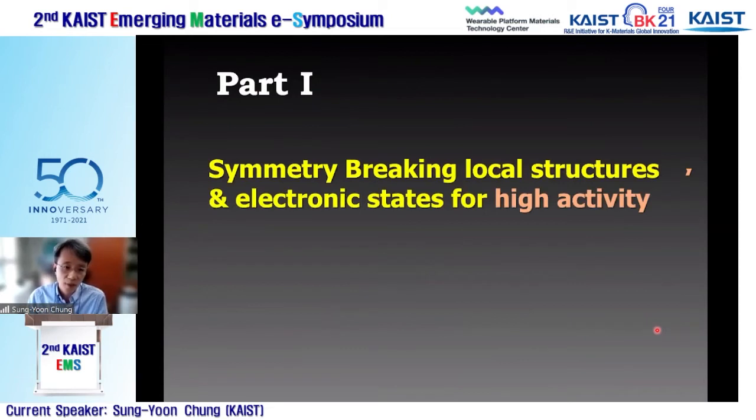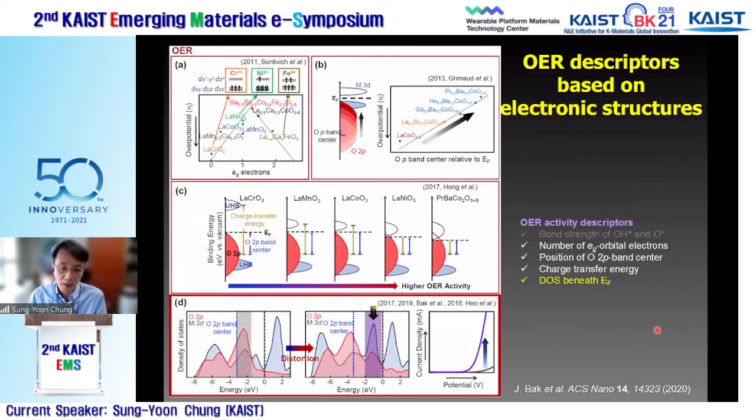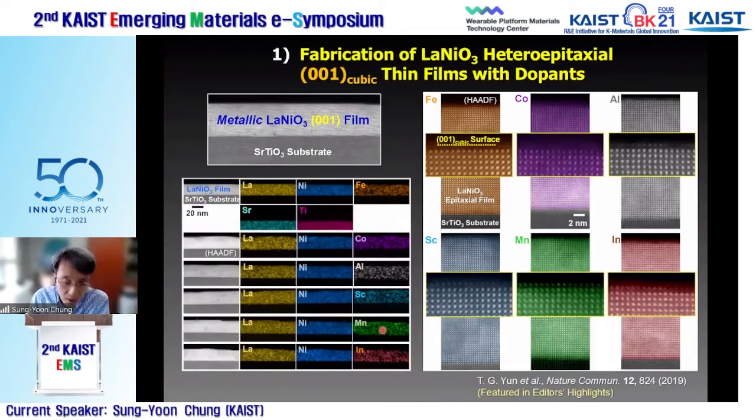So part one is about symmetry. Most of the content will be about the symmetry breaking of local structure for the high activity. As I mentioned, the electronic state, the density of states beneath the Fermi energy level, is pretty important to improve the activity of the oxide material for the oxygen evolution reaction. So we carried out some model experiments using epitaxial thin films.